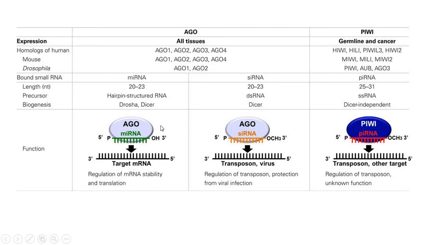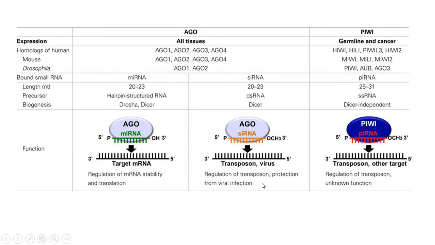So here it shows this is microRNA, which comes with AGO, finds the target mRNA, and usually leads to the regulation of mRNA stability and translation because it binds on the 3' end of the mRNA, usually.